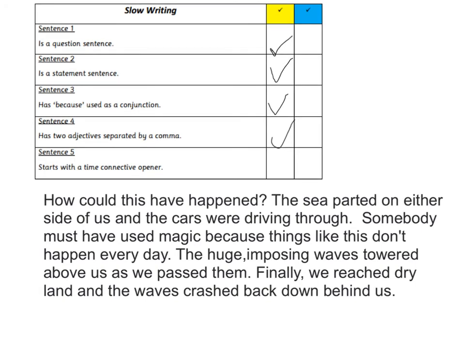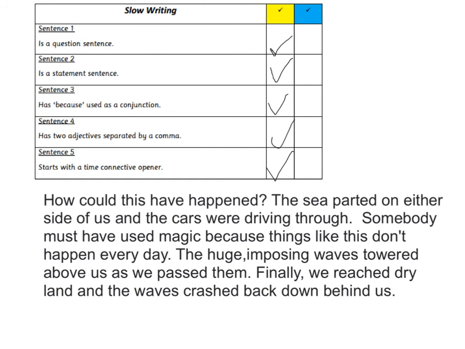And finally, the last sentence has to start with a time connective opener in today's slow write. Because it's come at the end, I'm going to choose finally. I'll put my comma after the time connective. I've got a capital letter at the beginning of it. So I've got: finally, we reached dry land and the waves crashed back down behind us, and end with a full stop. So I put my tick in there.